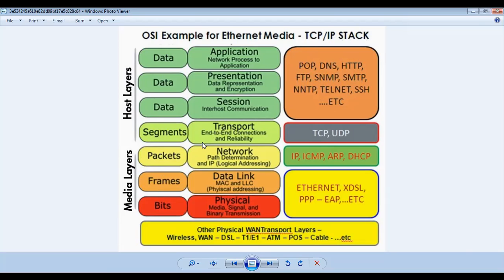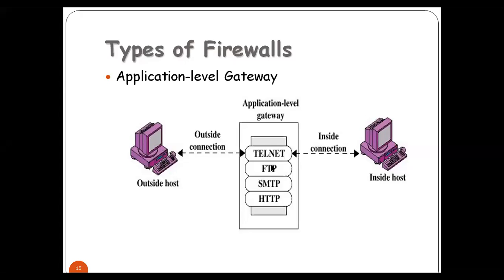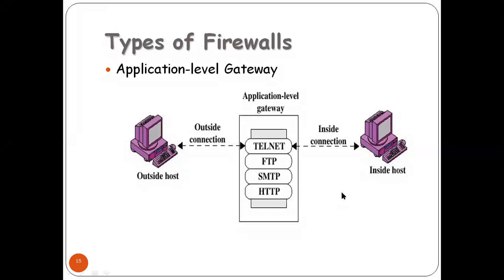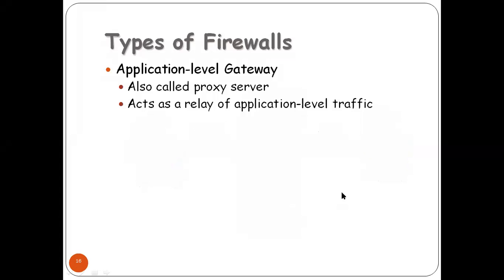In between, the transport layer uses TCP and UDP, the Transmission Control Protocol or User Datagram Protocol. One is connection oriented, the other is connectionless. Whichever we use, we exchange the data, and that is how we come to the one system. The type of application level gateway is also called a proxy server.